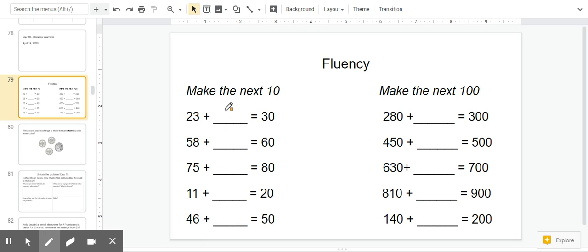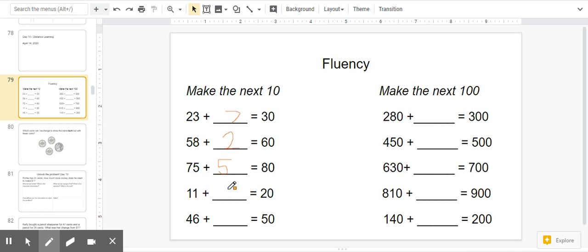23 plus blank equals 30. We need 7 more ones to get to the next 10 to make 30. 58 plus blank equals 60. 8 and 2 are partners to 10. 75 plus blank equals 80. 5 and 5 are partners to 10.